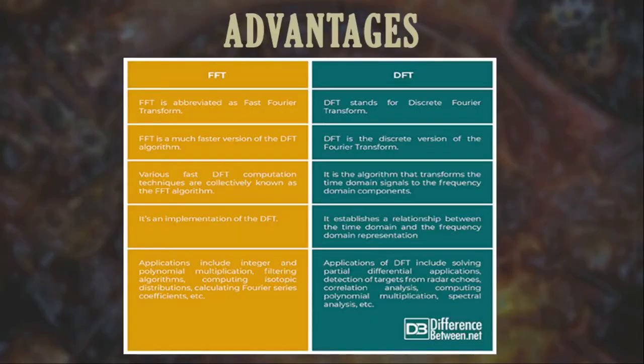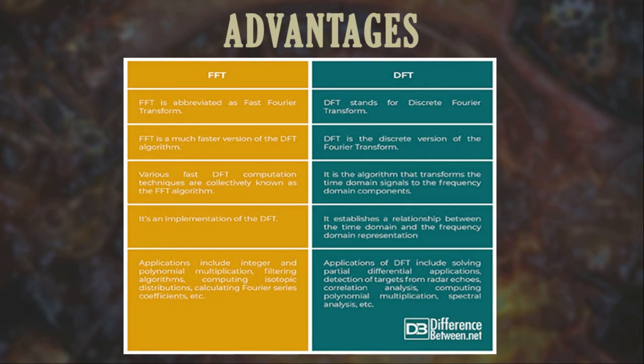I am going to talk about the advantages of FFT. FFT is abbreviated as fast Fourier transform. FFT is a much faster version of the DFT algorithm. Various fast DFT computation techniques are collectively known as FFT algorithms. It is an implementation of the DFT. FFT applications include integer and polynomial multiplication, filtering algorithms, computing isotropic distribution, calculating Fourier series coefficients, etc.